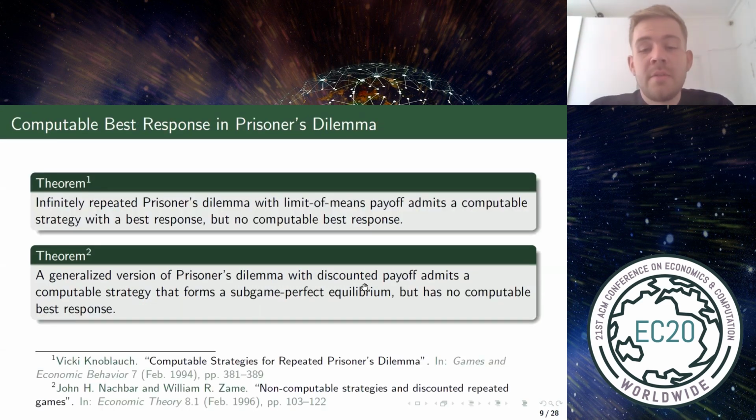In 1994, Knoblauch showed that infinitely repeated prisoner's dilemma admits a computable strategy that has a best response, but no such best response is computable. 2 years later, Nachbar and Zame proved that when the payoff is computed as a discounted sum, any game that has the prisoner's dilemma in a way embedded in it also has a computable strategy with no computable best response. And they also strengthen the requirement of having a best response to forming a subgame perfect equilibrium instead.